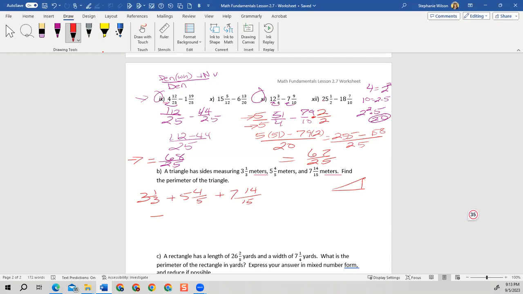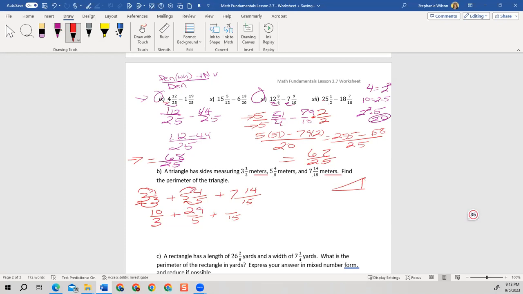Let's go ahead and finish what I started here. So I'm going to go ahead and write down the denominators because I know that they don't change. And then I'm going to say, oh, okay. This denominator times this whole number is 3 times 3 is 9 plus 1 is 10. So I got a new numerator. Then I got 5 times 5 is 25 plus 4 is 29.